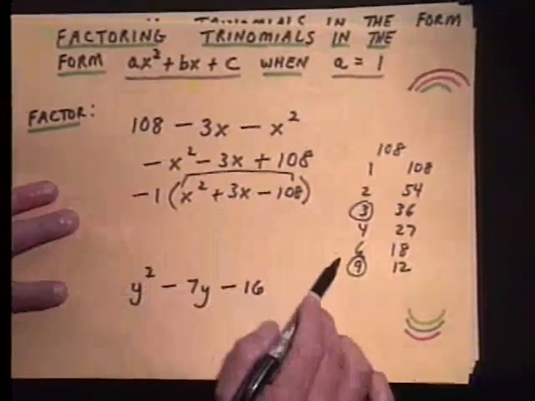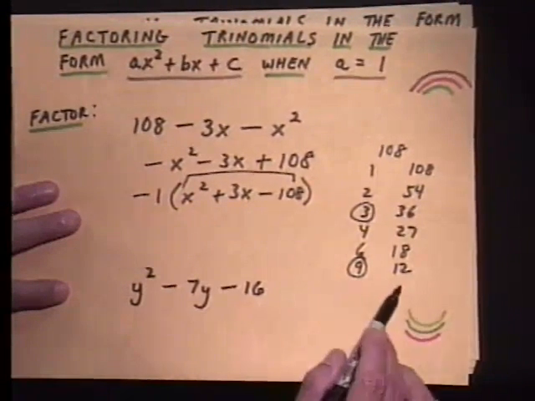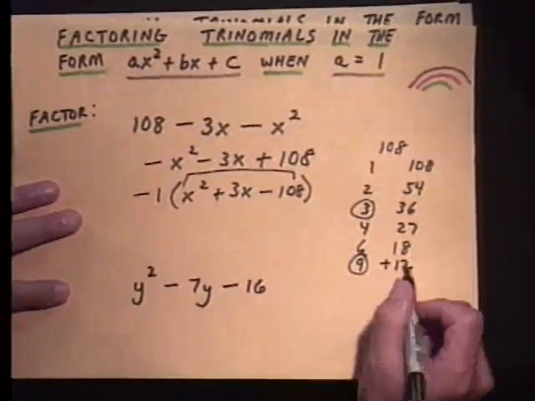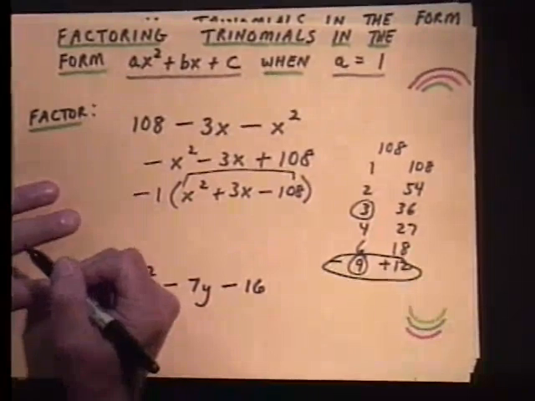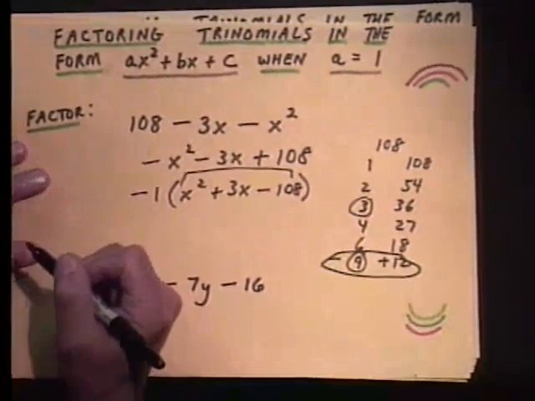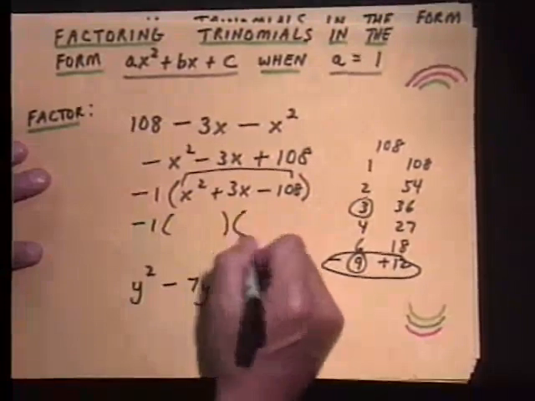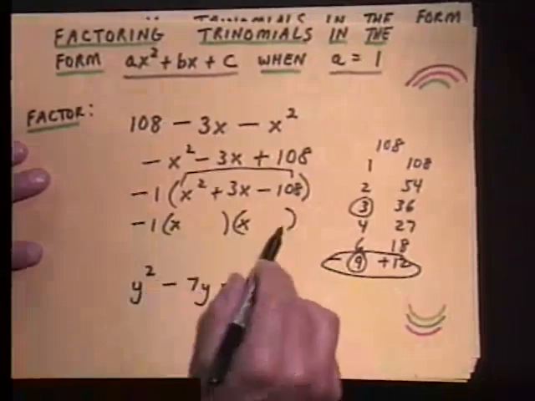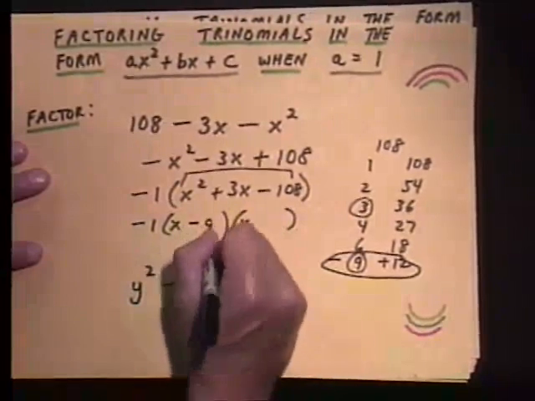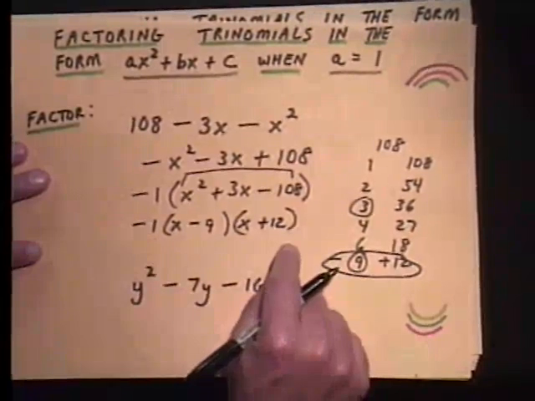All right, so now to get our plus 3 in the middle, what signs can we put on the 9 and 12? We can put a plus 12 minus 9, and we have our rainbow numbers. So now we can leave that minus 1 we took out, break this trinomial up, x minus 9, x plus 12. Okay. Now there's the answer.